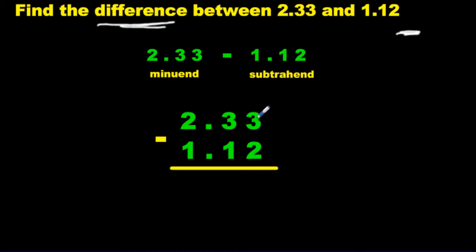And let's see how we do this. We have 3 minus 2 is 1. We have 3 minus 1 is going to be 2. We have decimal, decimal, decimal. We have 2 minus 1 is 1.